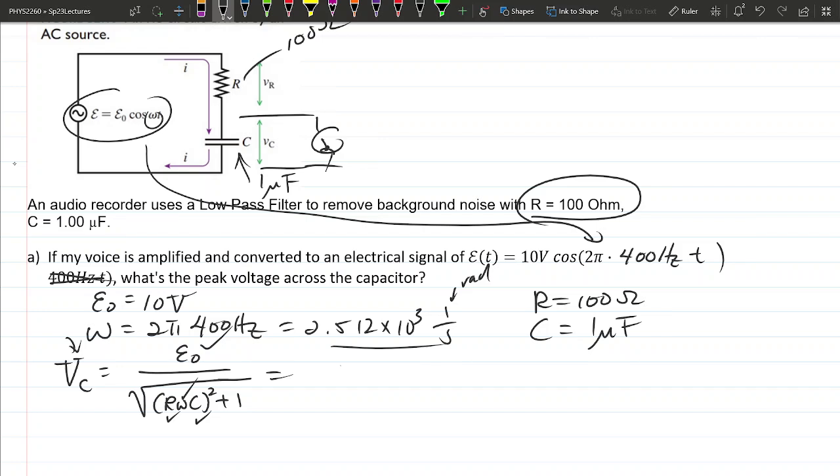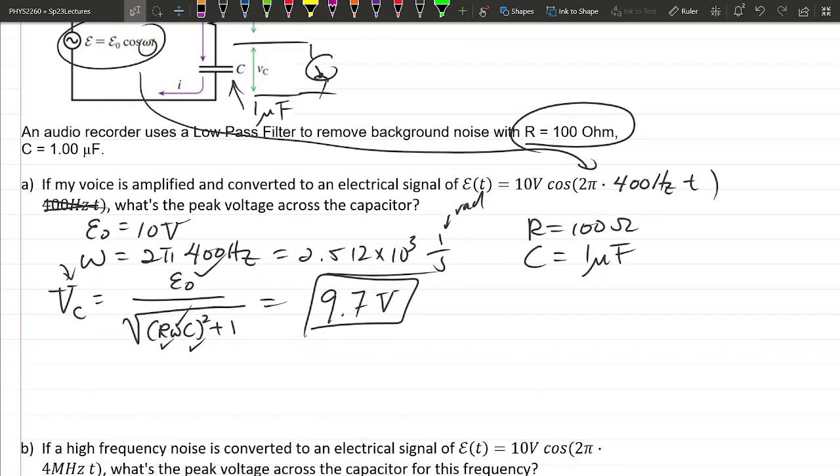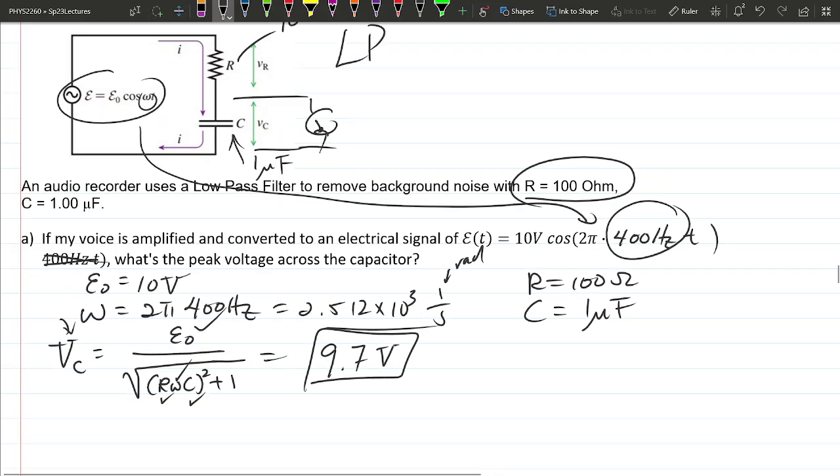So the peak voltage across the capacitor is 9.7 volts. And the important thing is that this is approximately 10 volts. So you didn't lose that much voltage by passing this voice signal through a low pass filter. This is known as a low pass filter because we're going to let low frequency sound, low as in 400 hertz, pass through the circuit itself.